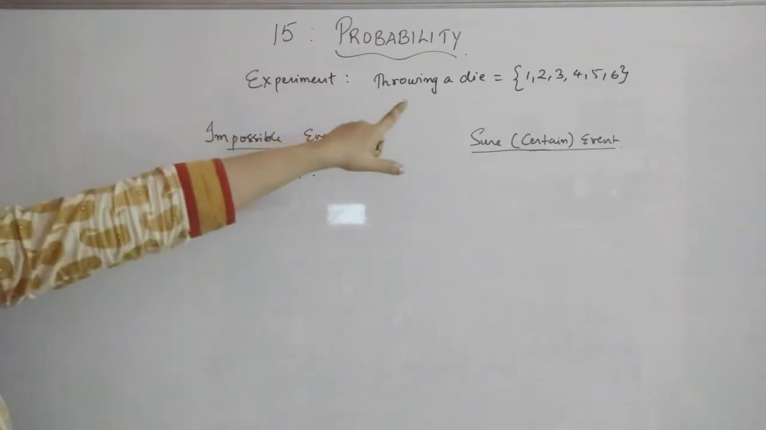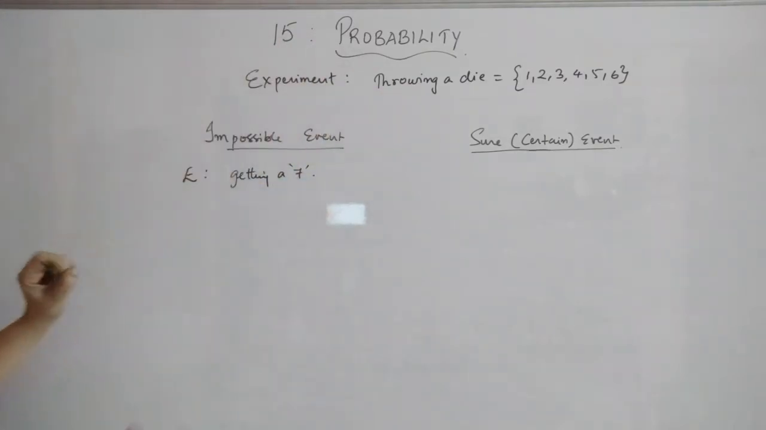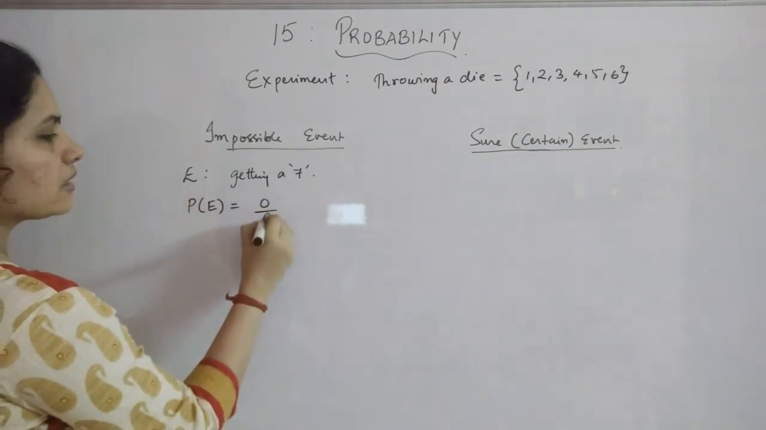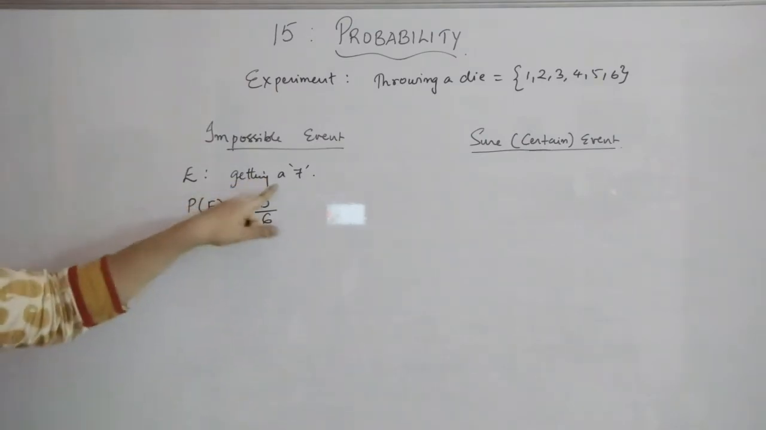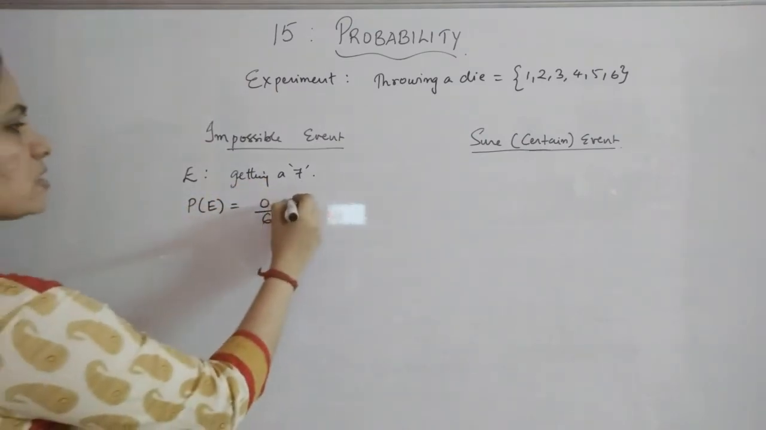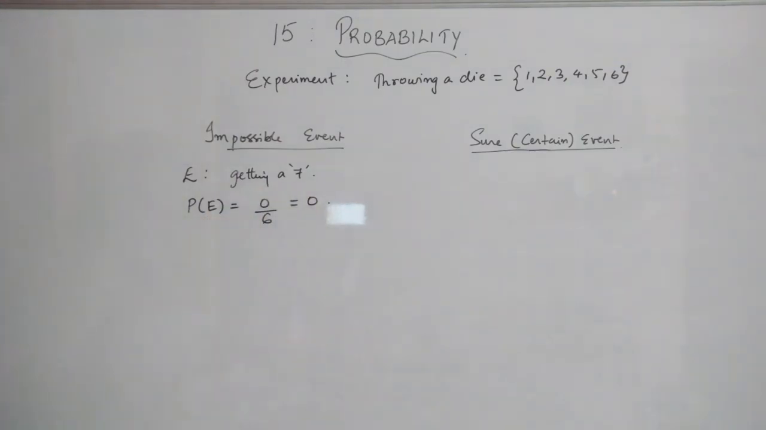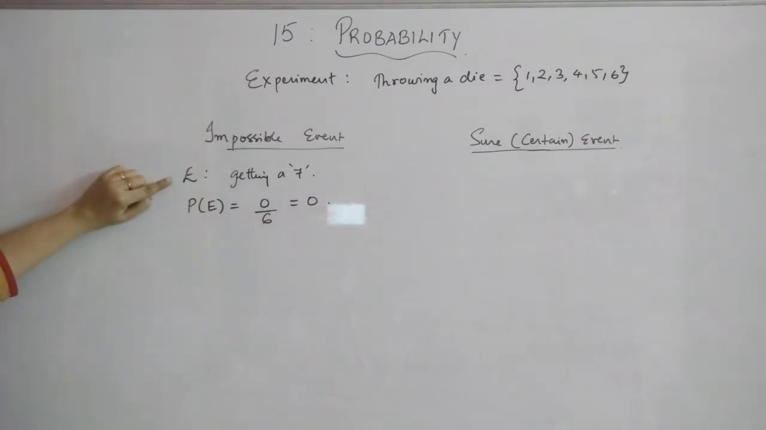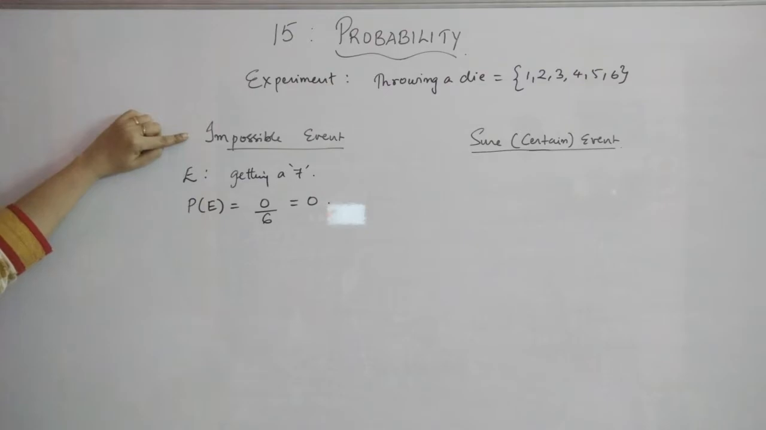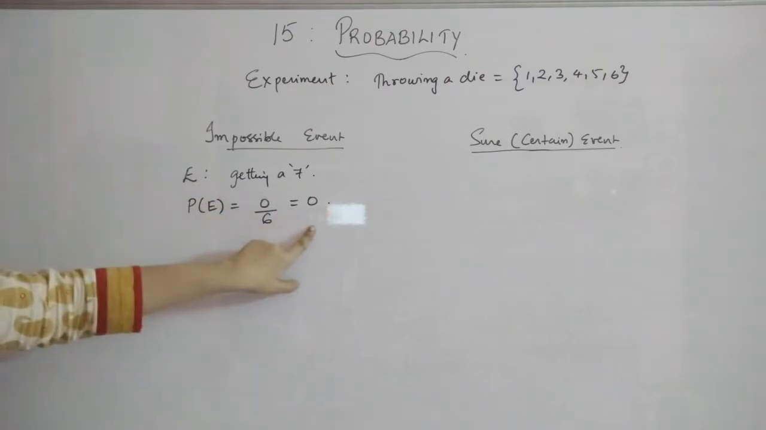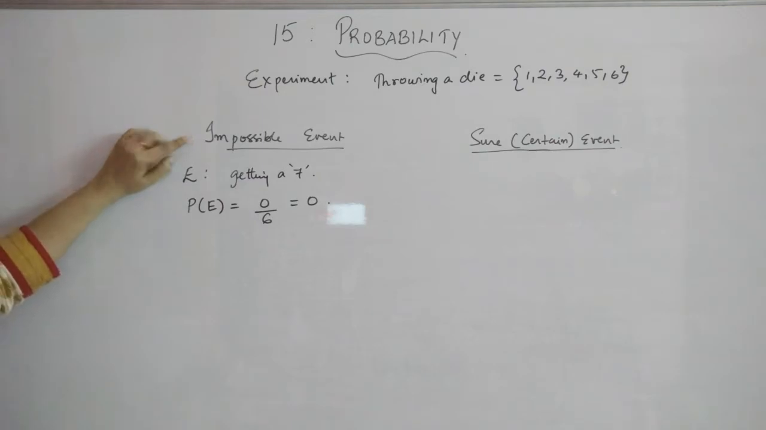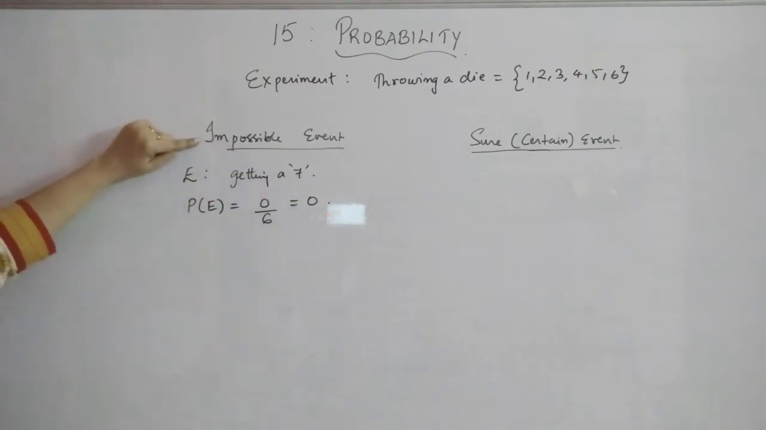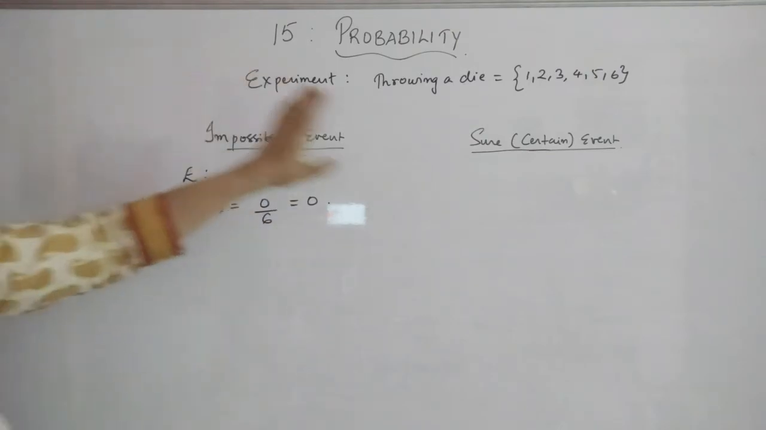You can just see that you don't have any chance to get a 7 in this experiment. So P of E will be 0 divided by the total number of possible outcomes, which is 6. Getting a 7 is 0, so it is 0 by 6, which is 0. So if I get the probability of an event to be 0, I'll say that the event I have taken is an impossible event. So an event whose probability is 0 is called an impossible event. The meaning itself says that this is not going to happen. Okay. Next is sure event.